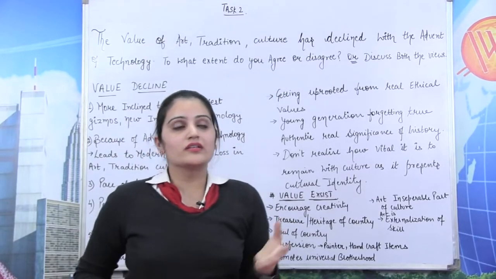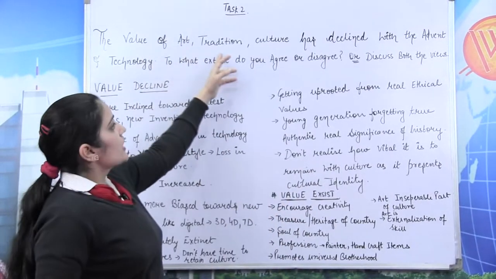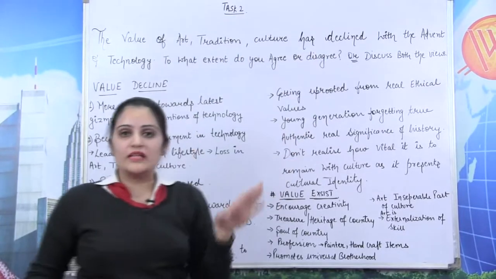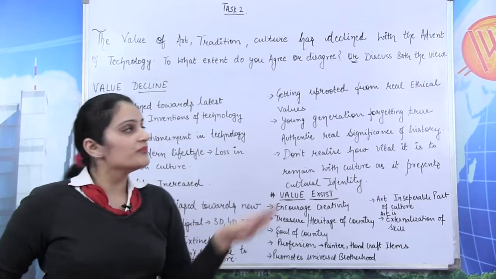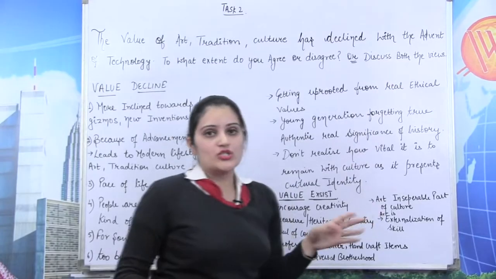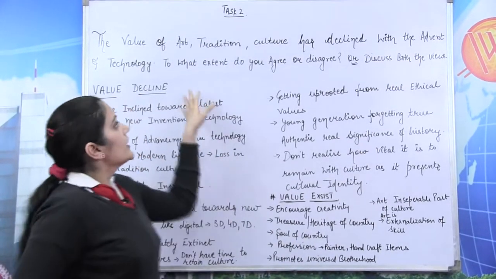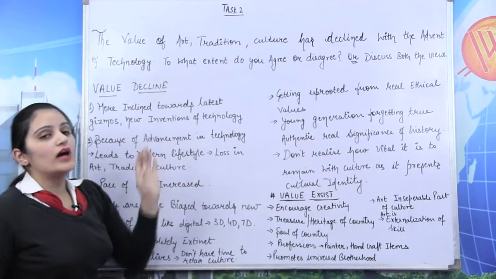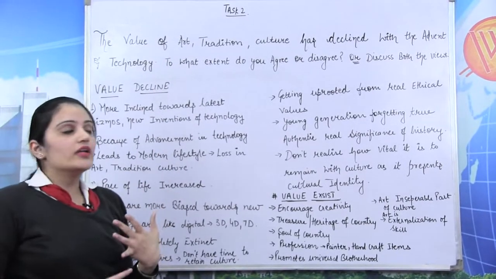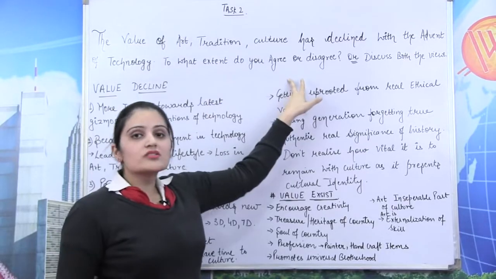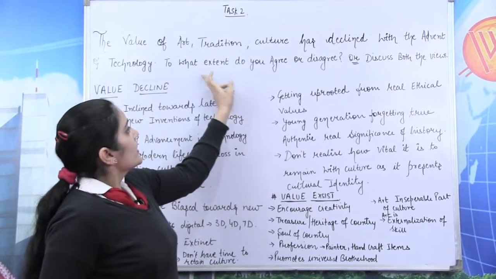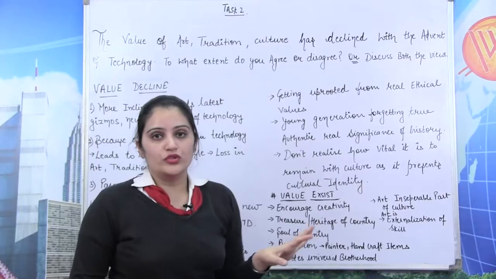If the question is like this, the value of art, tradition, culture has declined, it means it is depleting, decreasing day by day with the advent of technology. Advent of technology means that due to inventions in technology, we are forgetting the true value of art, tradition and culture. And here the task response can be either to what extent or discuss both the views.